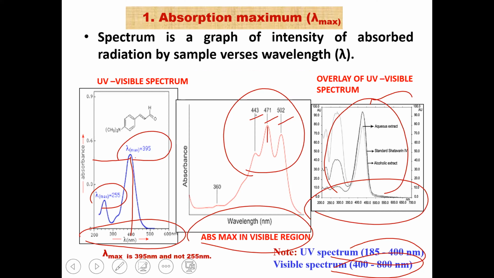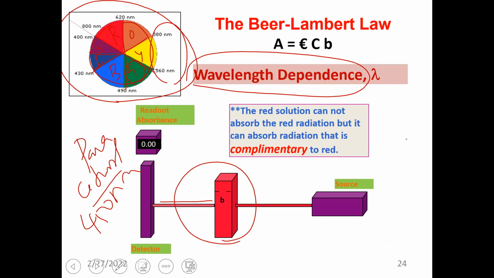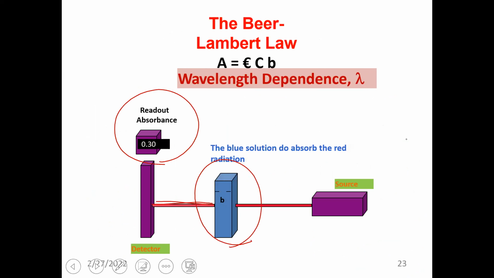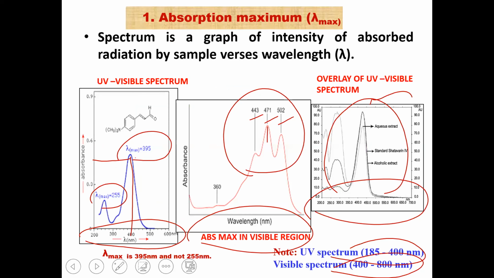Okay. And what do you mean by overlay of UV spectrum? So you can compare the standard with that of the sample. It's absolutely a qualitative application where you can compare the standard spectrum with that of the sample. So you can see here the standard, which is shatawarin, and it is compared with that of two extracts, aqueous extract as well as alcoholic extract, so that they overlay each other, and we can identify that the aqueous extract as well as the alcoholic extract contains shatawarin as a sample. So that's about the lambda max.